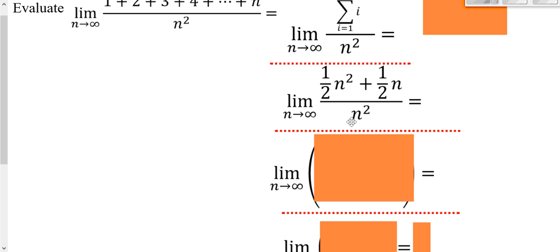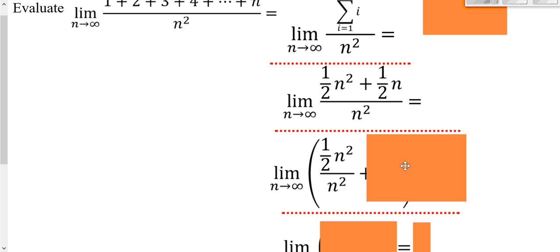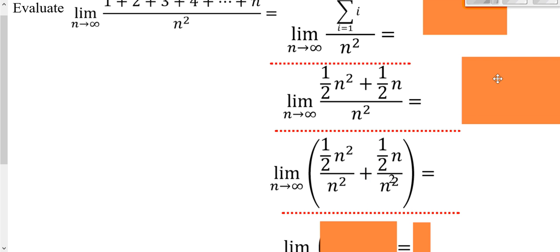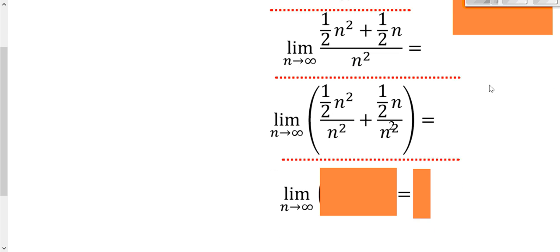We could either take this n squared on the bottom and bring it up as a negative exponent, so we'd have the whole top multiplied by n to the negative 2 and distribute through, or you could write this as separate fractions: 1/2 n squared over n squared, plus 1/2 n over n squared. Either method works; it does not make a difference.